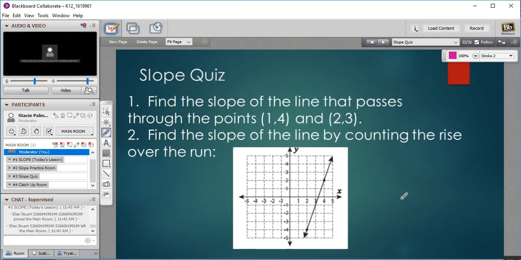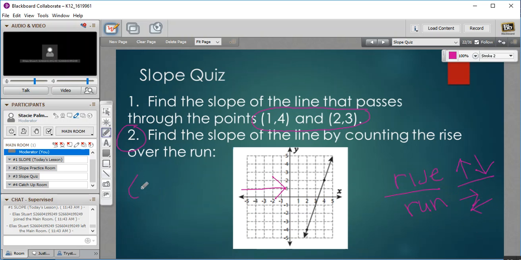So here is your quiz. You are going to find the slope of the line that passes through these 2 points. And then you're going to find the slope of the line, this line right here, by counting the rise over the run. Don't forget, you count how many you move up or down first, and then how many you move to the left or to the right.